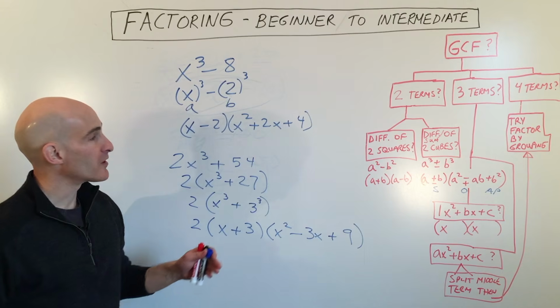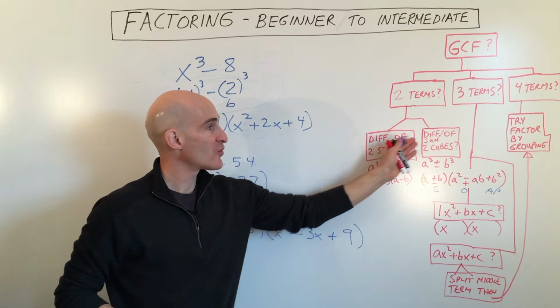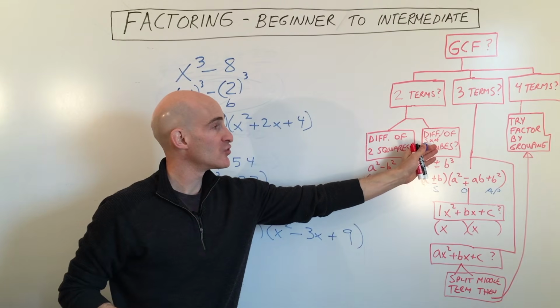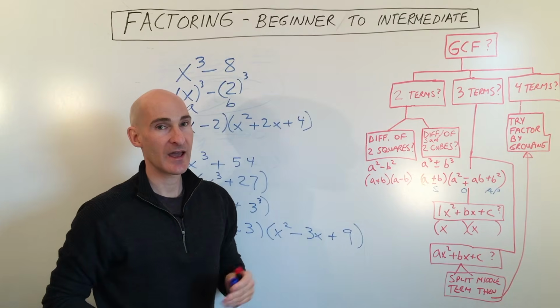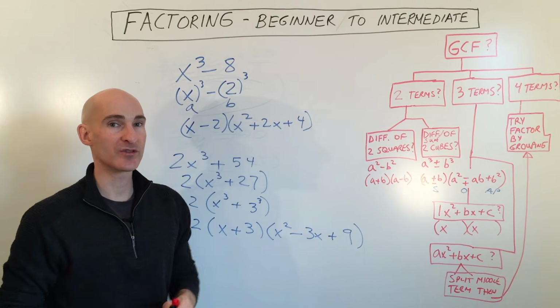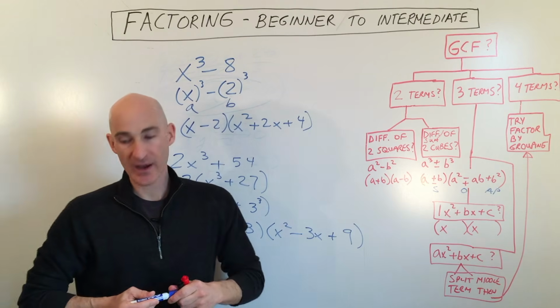Okay, so that's working with when you have two terms. It can be a difference of 2 squares or a difference of 2 cubes or sum of 2 cubes. There isn't a sum of 2 squares at this level of factoring where you're working with real numbers. Okay, so then the next one we want to talk about is factoring by grouping.